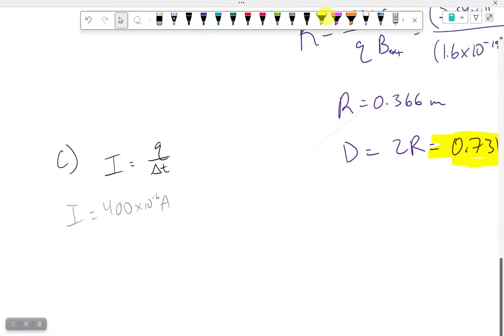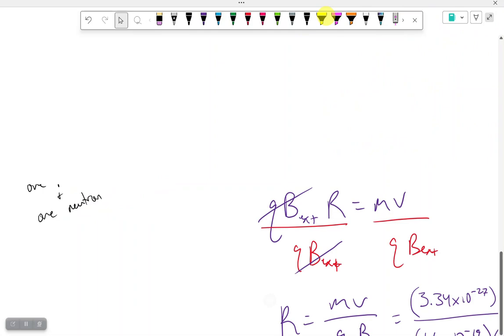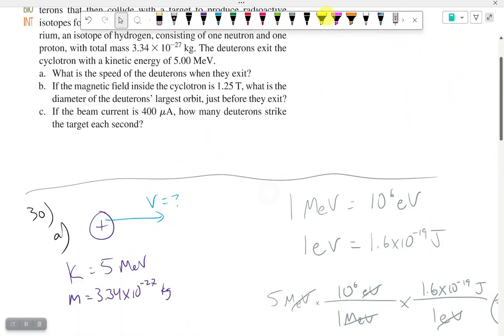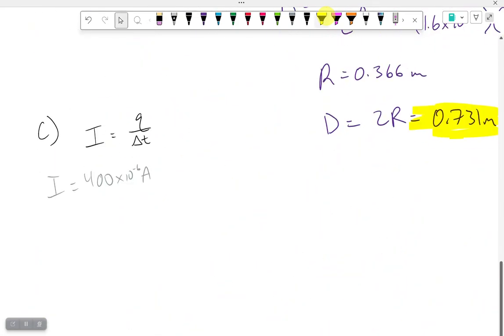All right, moving right along. So lastly, then they ask me, if the beam of current is this many microamps, I'll give the conversion of micro in just a bit. How many deuterons strike the target for each second? So I think I'm going to use then the definition of current. It's the amount of charge divided by the change in time. So it's how quickly charge moves with time.